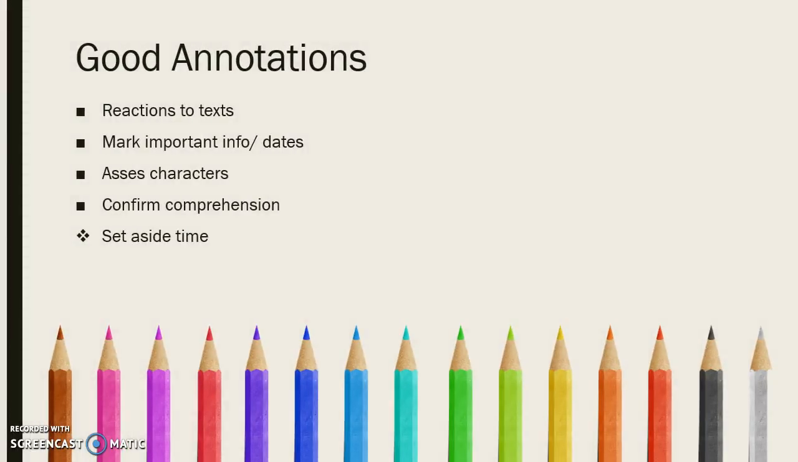Now, good annotations react to the text as they're happening with, it could be a sentence or a question, wondering what's happening, predicting what happens next. It could also be summarizing dates, characters, or your comprehension. Dates I like to keep track of as I see the flow and progression of time throughout a book and how quickly paced it is.